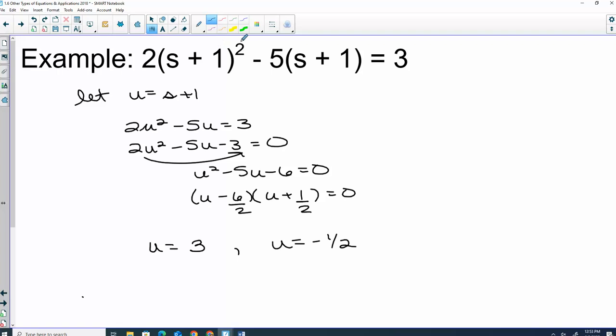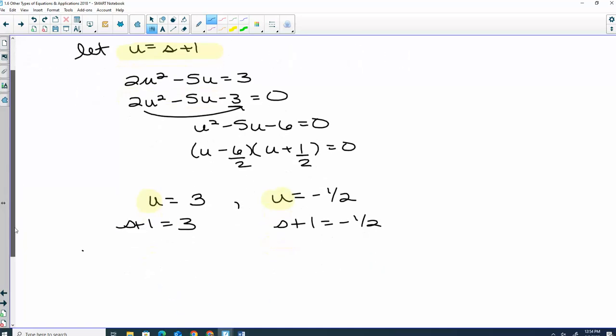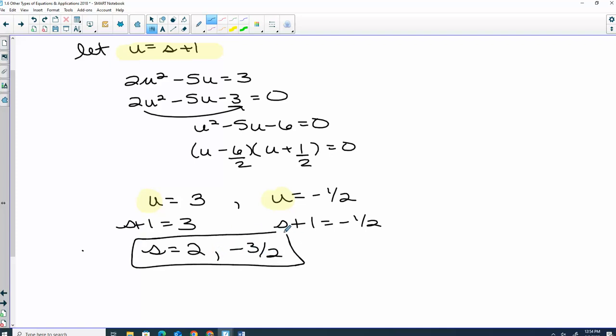No. We have to replace. u is equal to s plus 1. So I'm changing these u's back to s plus 1. So if we subtract our 1 over, we get s to be 2 and -3/2.